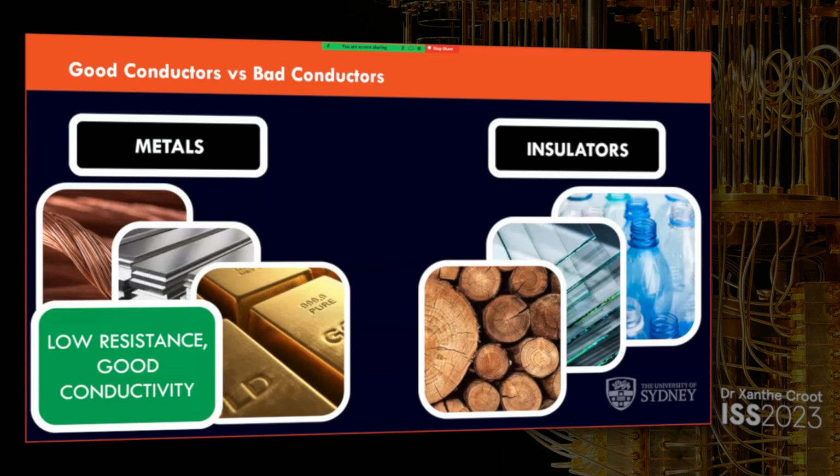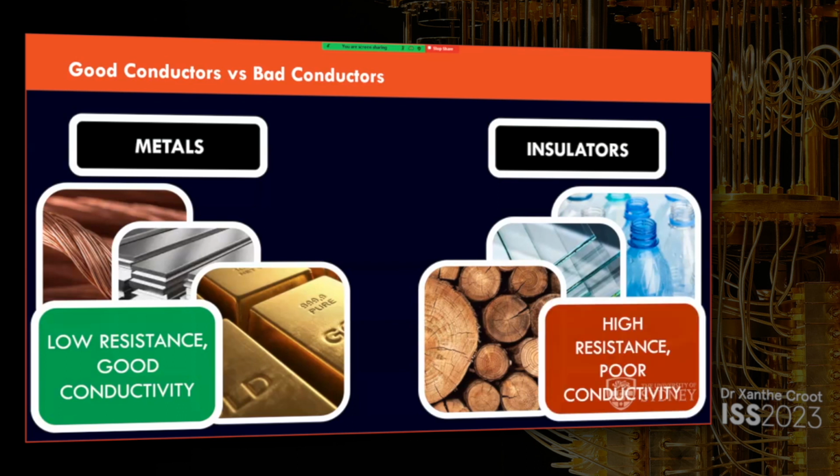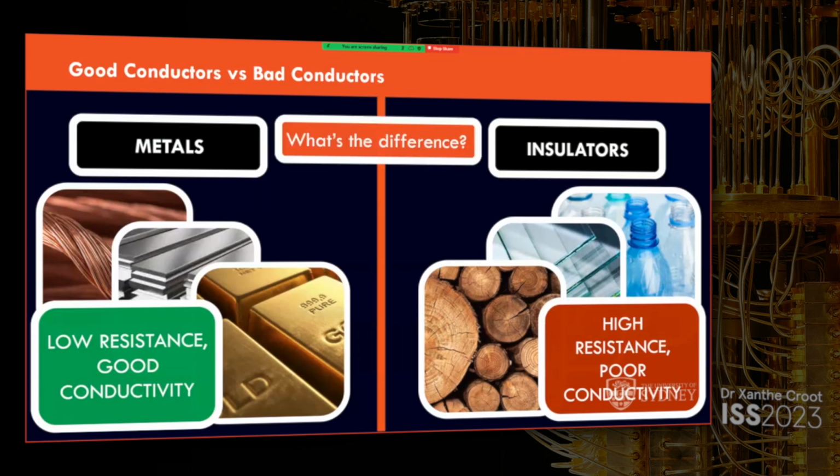Metals have low resistance and good conductivity. On the other hand, these materials that you identified as not having good conductivity are insulators, and these have high resistance and poor conductivity. So the question is, what actually is the difference between these two materials that leads to one having fairly good conductivity and one having fairly bad conductivity? I can see that was a rhetorical question, but since I've got some hands up, what are your thoughts?